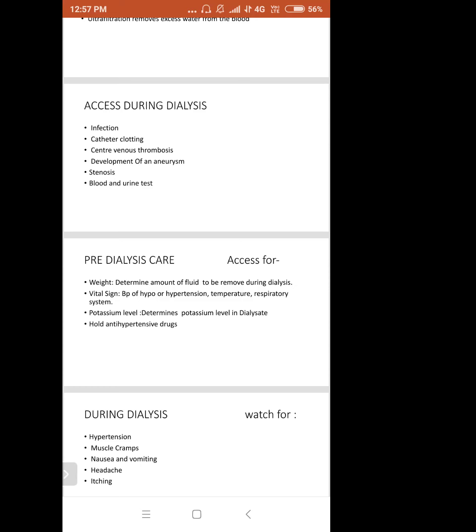Pre-dialysis care. Access for weight. Determine the amount of fluid to remove during dialysis. Vitals: BP, hypotension or hypertension. Temperature. Respiratory system. Potassium level, which determines potassium level in dialysis. Hold antihypertensive drugs, a type of drug used to treat high blood pressure.